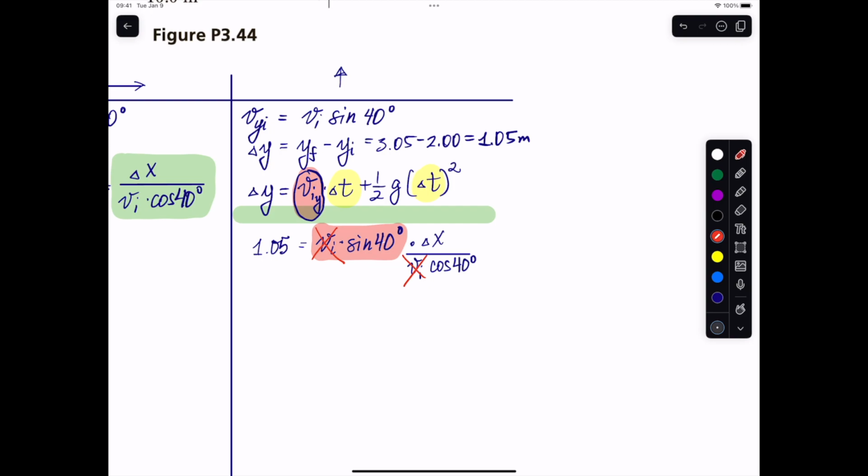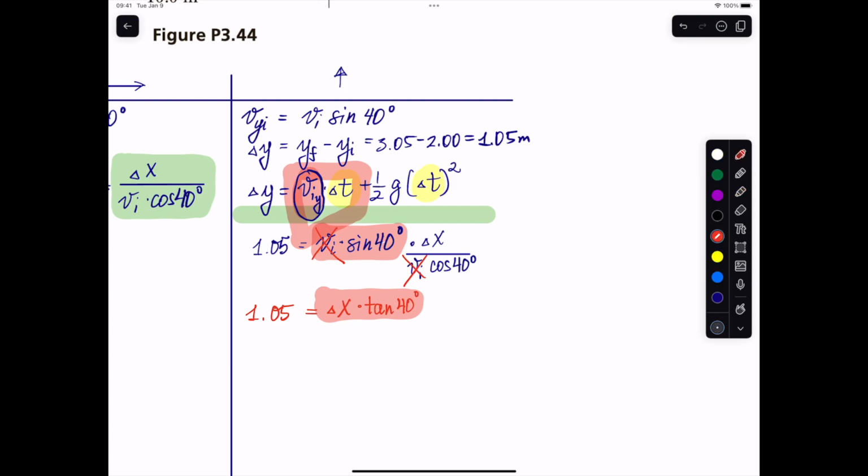So I can then consolidate this to 1.05 equals change in x, which I know is, what is it, 10 meters, I believe. So that, and then tangent of 40, boom. And then I continue, this all is just this part. So that's what I ended up with. I don't even have V initial anymore, which is great.